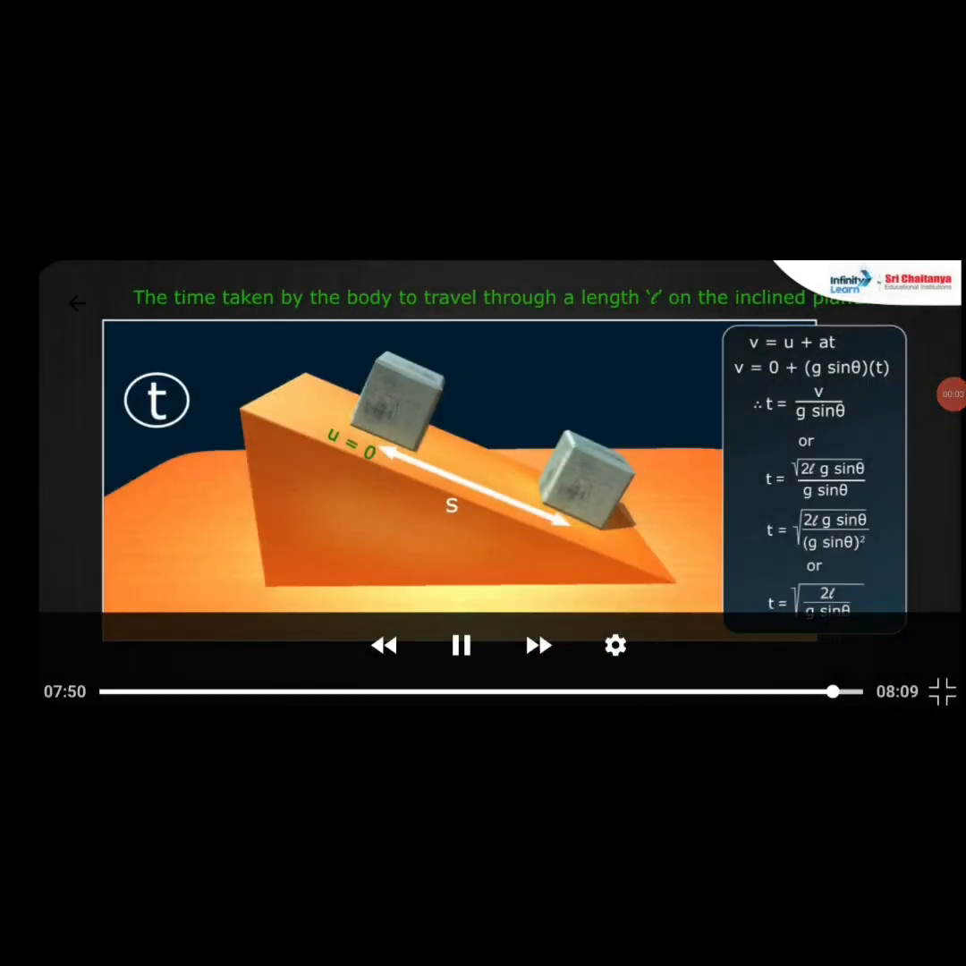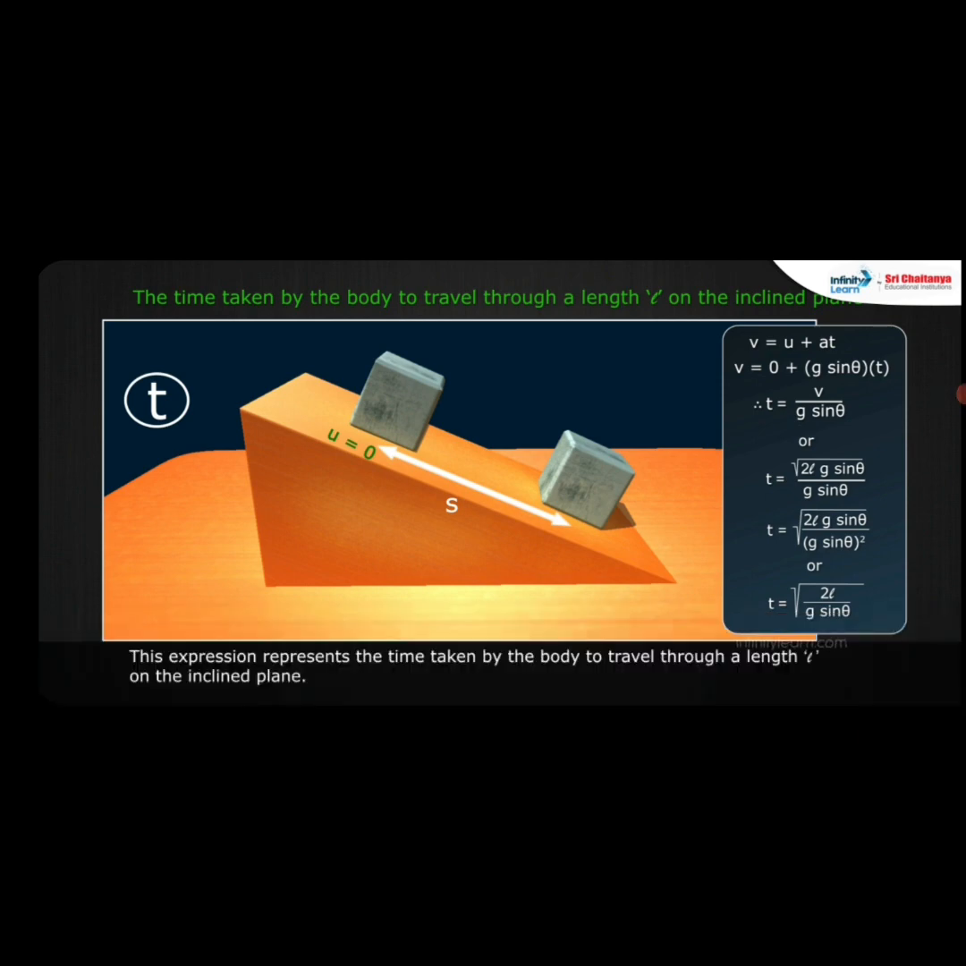2L by g sine theta. This expression represents the time taken by the body to travel through a length L on the inclined plane.